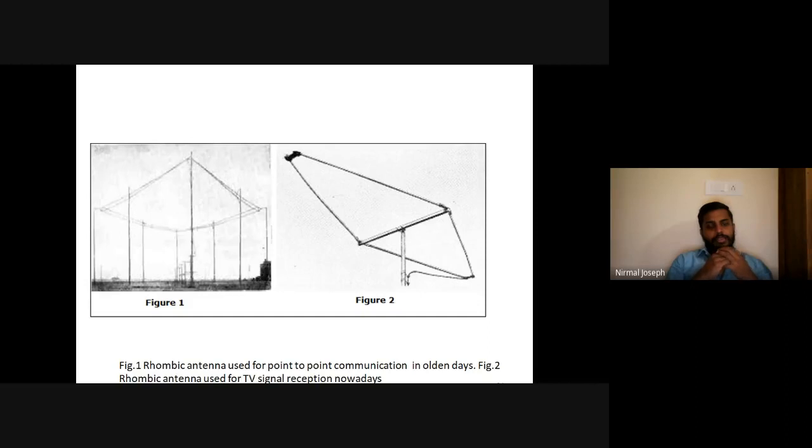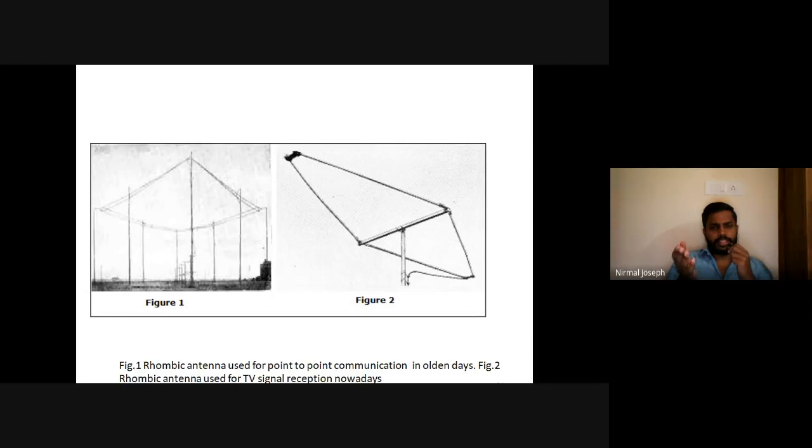Here you can see the major disadvantage of that: the space requirement is more. And Figure 2, in this second figure, you might have seen somewhere at least, is also being used for receiving TV signals. That Yagi-Uda antenna, and these two.